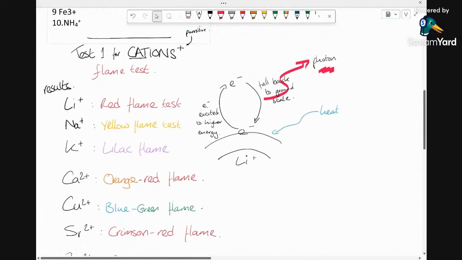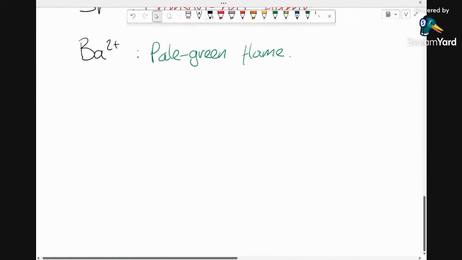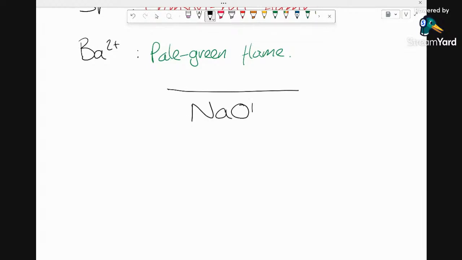So we've done a flame test. Now we need to move on to test number 2. So test number 2 in chemistry for these cations is a test called sodium hydroxide. So it is a sodium hydroxide.